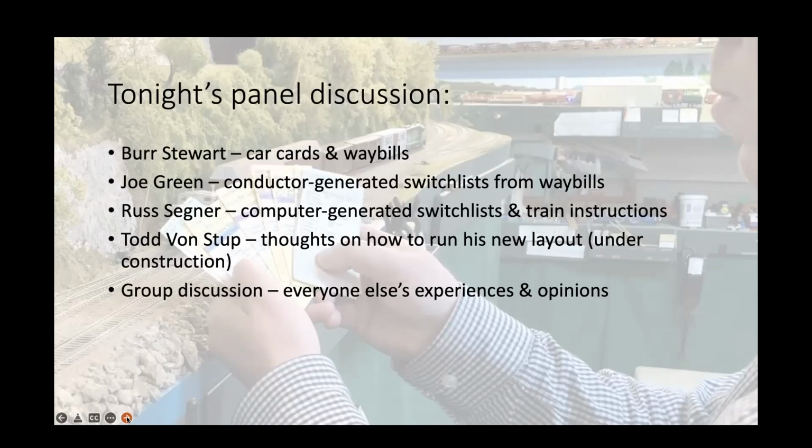We're going to have a panel tonight on the different options for car forwarding. I'm going to start off talking about something called car cards and waybills. Joe Green is going to talk about his very interesting approach of conductor-generated switch lists using car cards and waybills as a starting point. Russ is going to talk about computer-generated switch lists, and Todd is just going to give some of his thoughts on how to run his new layout.